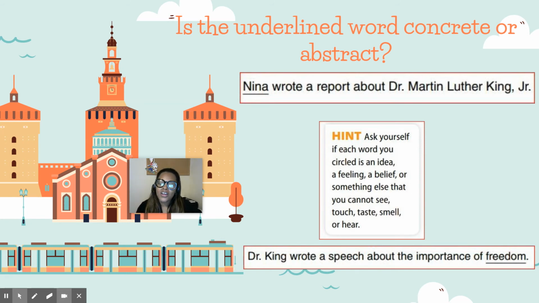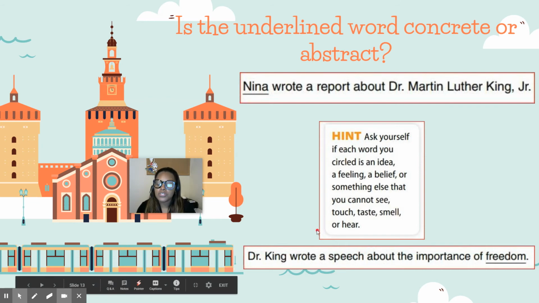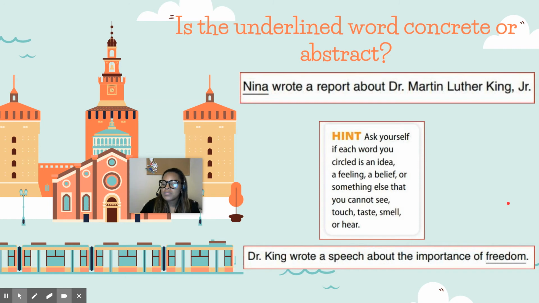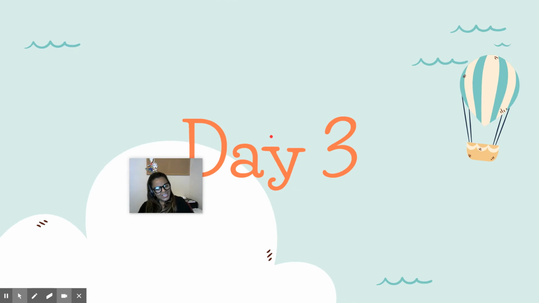So now let's look at our second example. Dr. King wrote a speech about the importance of freedom. Okay, so freedom is an expression, it is a belief. Okay, it's an idea. Light bulb, it is abstract. Exactly. Very good. You guys are killing it.